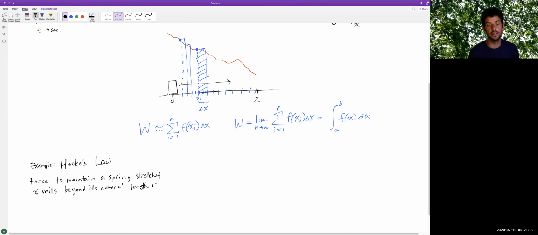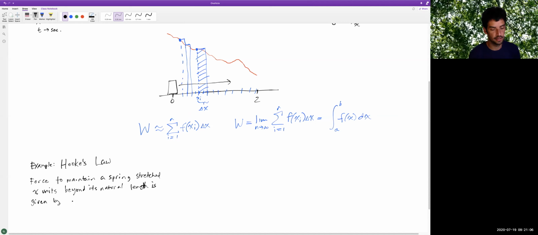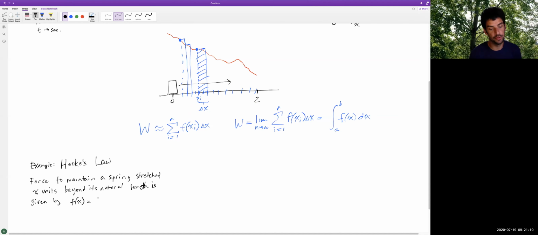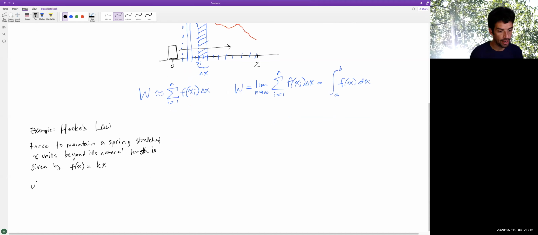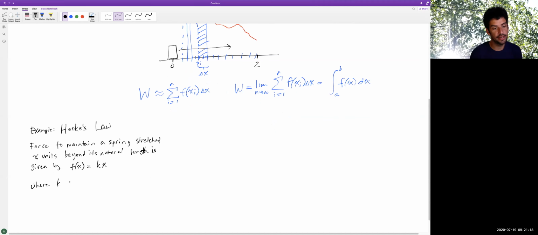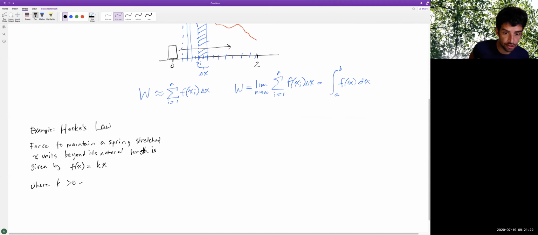Is given by f of x equals kx. All right, I'm going to explain all this in a second, but let's just say where k is greater than 0. Okay, so let's go through a few things.